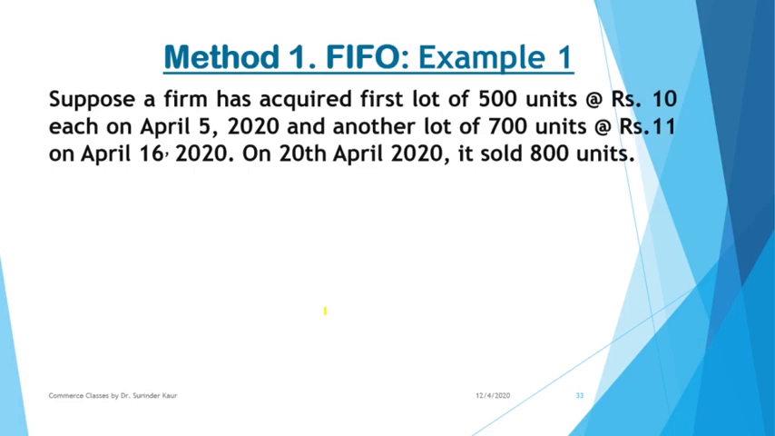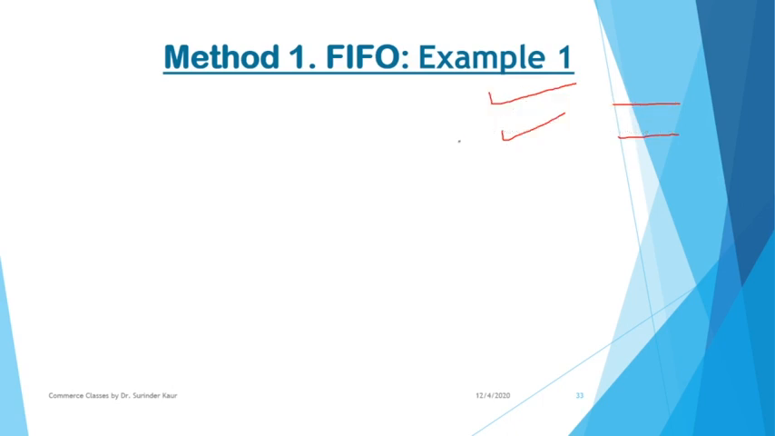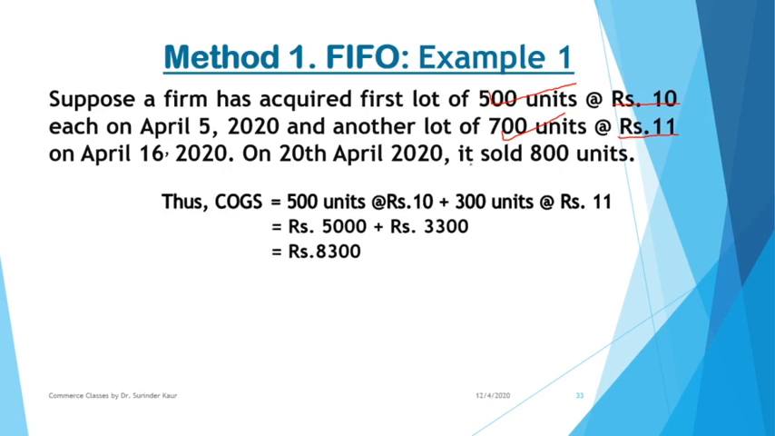Let us understand this with one example. Now you have 500 units at 10 rupees. This is what you purchased first. So you purchased these 500 units at 10 rupees. This is your first lot. Then you purchased another lot of 700 units, that is at 11 rupees. Now, this is the flow of these stocks. That is, you have 500 units at 10 and then 700 at 11. So this is first and the 700 unit lot is second.